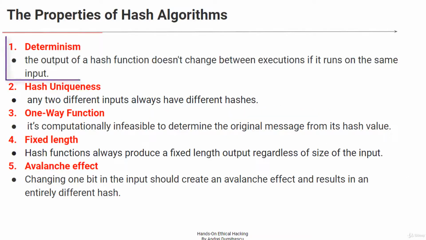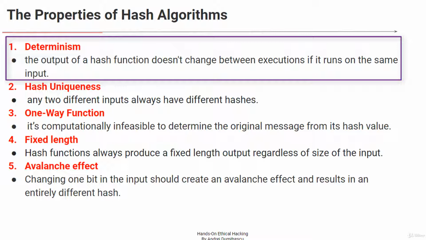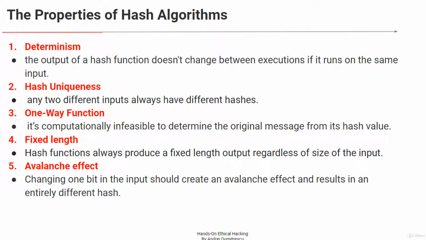The first property is called determinism. This means that the output of a hash function doesn't change between executions if it runs on the same input. It doesn't matter when or on what machine you calculate the hash. It will be the same if you use the same algorithm and input.